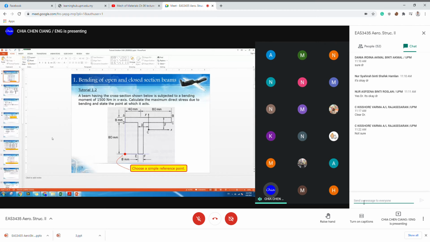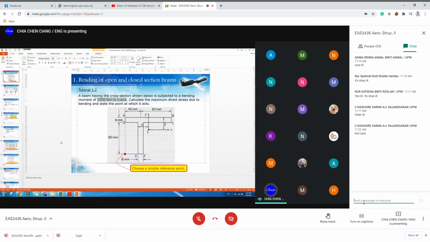You cannot change the material. You cannot change the load. It must resist this load. What should you do? Maybe, Doctor, we can change the moment of inertia. Try to adjust that.